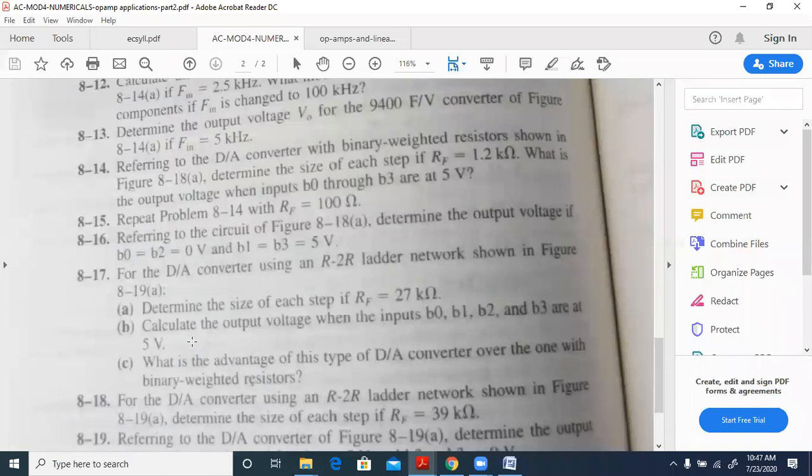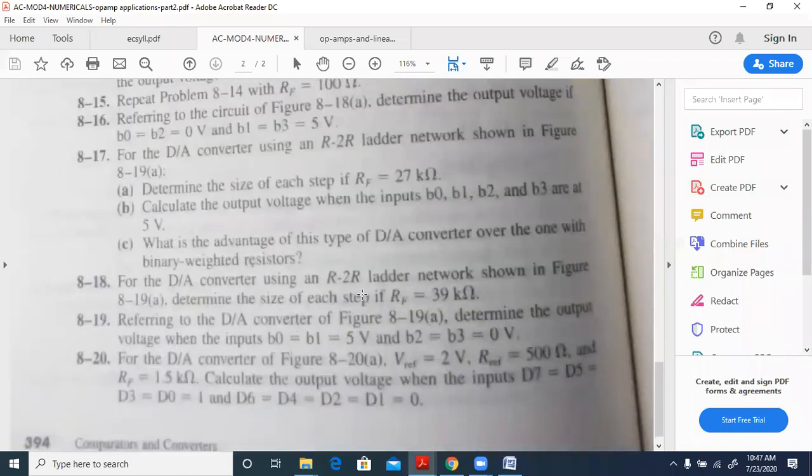So let us go to 8.18. We need to repeat the same thing, only that here RF is equal to 39 kilo ohm. Step size will now be 5 divided by 16 into 10 in the denominator, multiplied by 39, in place of 27 or 20 in the normal case, we have 39. That will be the step size.